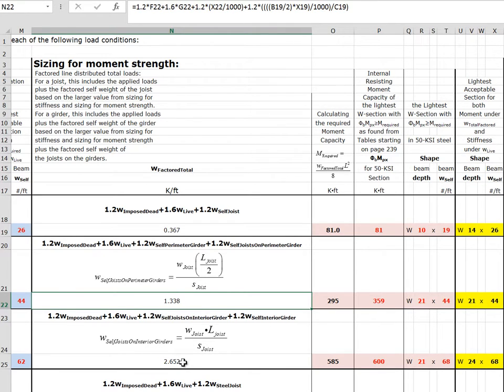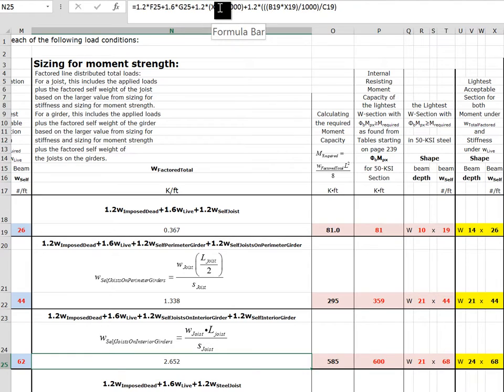Now the self-weight for the interior girder looks exactly the same, except we update all the cells to account for the self-weight of the girder here, which is x25, so that's this cell right here. The B19 and the X19 remains the same, except we don't divide B19 by 2 because we're supporting the full length of the joist. So it's B19, the full length of the joist, times X19, which is the self-weight of the joist, divided by 1,000 to convert it to kips, and then divided by the 6 feet to account for how it's distributed over the length.